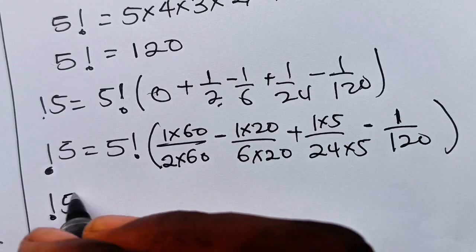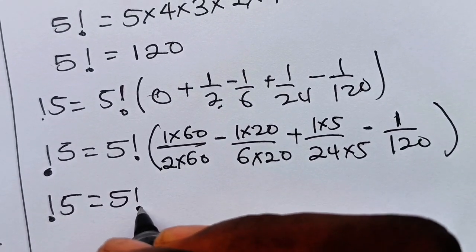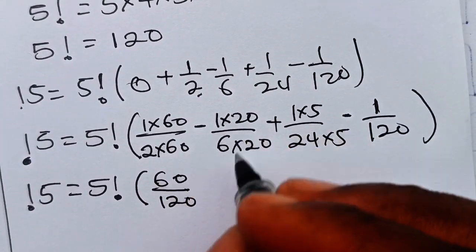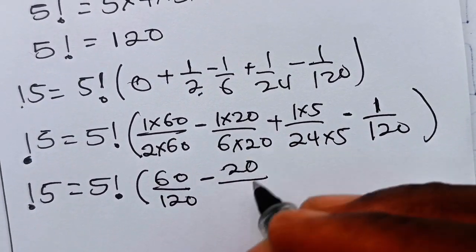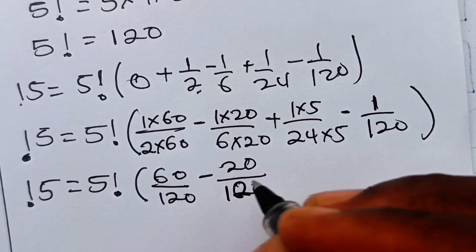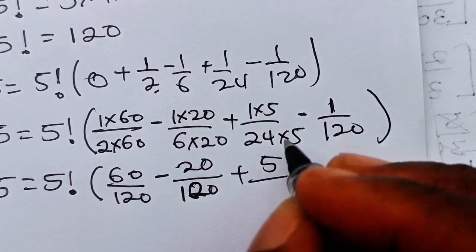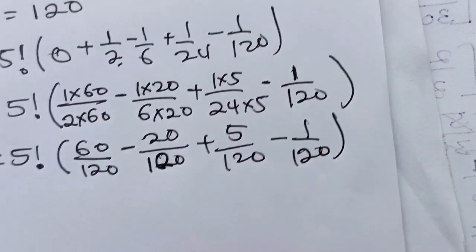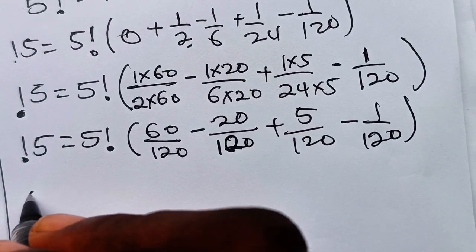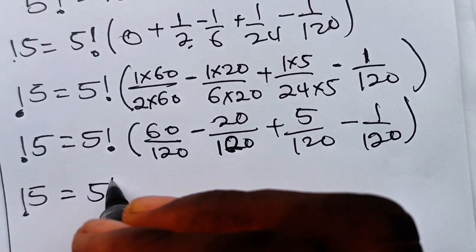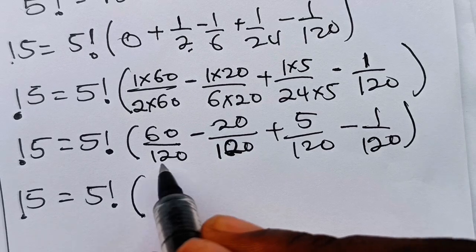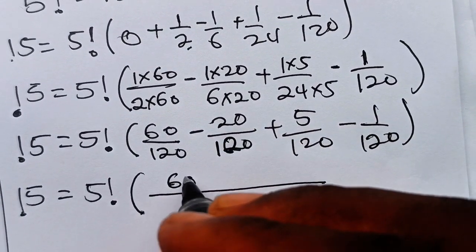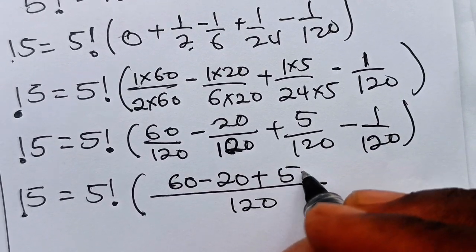So 5 subfactorial is equal to 5 factorial bracket. 1 times 60 is 60, 2 times 60 is 120. Minus 1 times 20 is 20, 6 times 20 is 120. Plus 1 times 5 is 5, 24 times 5 is 120. Minus 1 over 120, okay? So we have 5 subfactorial is equal to 5 factorial brackets. Because they all share the same denominator, everything should be over 120. So we have 60 minus 20 plus 5 minus 1.